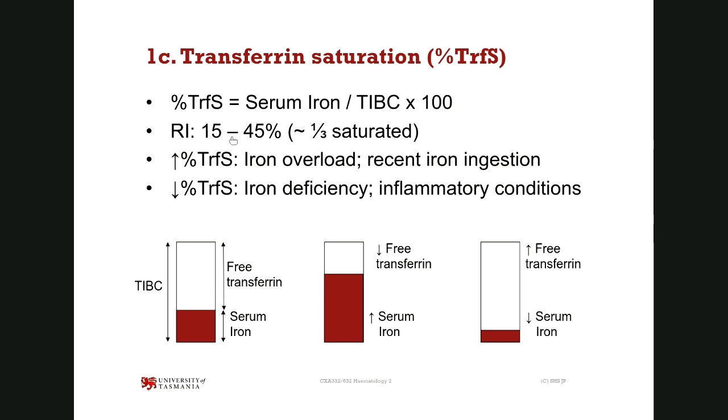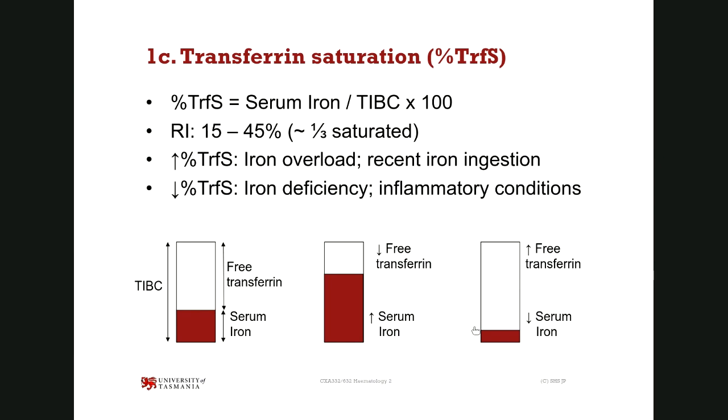So a transferrin saturation that is below 15% suggests that we have iron deficiency, and is certainly a feature of iron deficiency anemia. You can see here, if you've got a low amount of serum iron, then you've got a low transferrin saturation. That makes sense, because you don't have as much serum iron to bind to the transferrin.